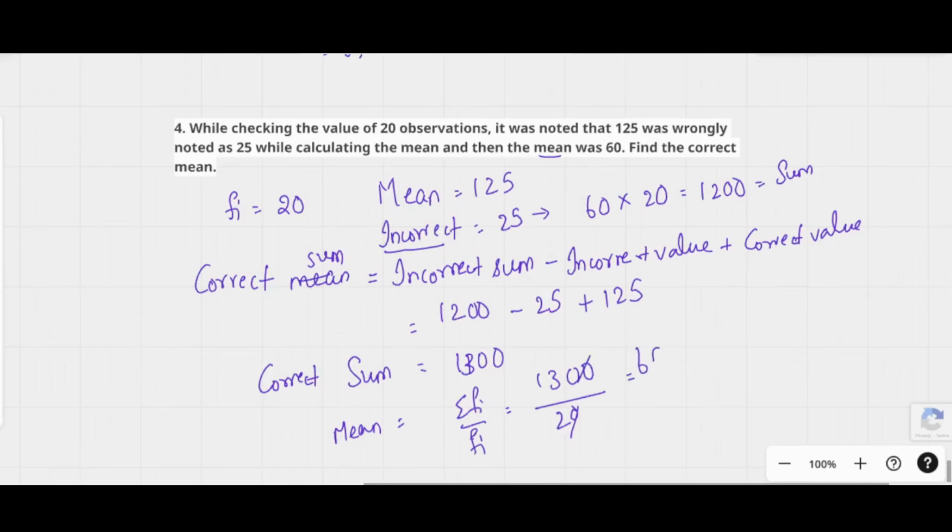2 6s are 2 by 2, 5 10. So the correct mean is 65. So this is the way you have to do it. It's very simple. Just think logically.